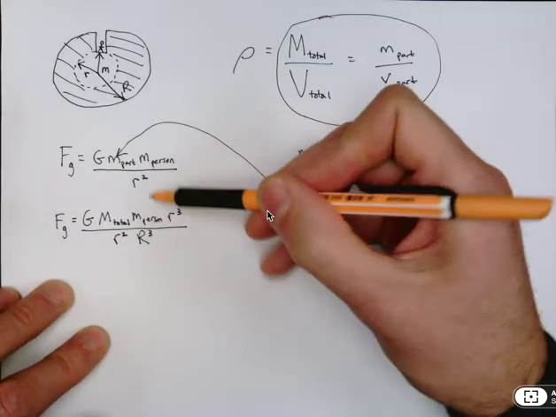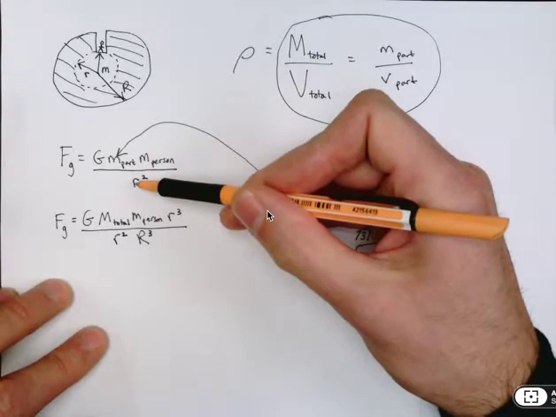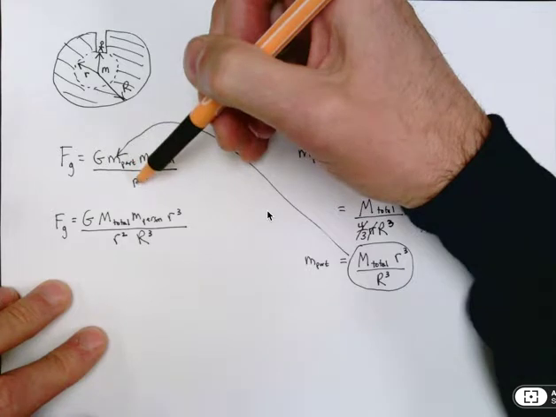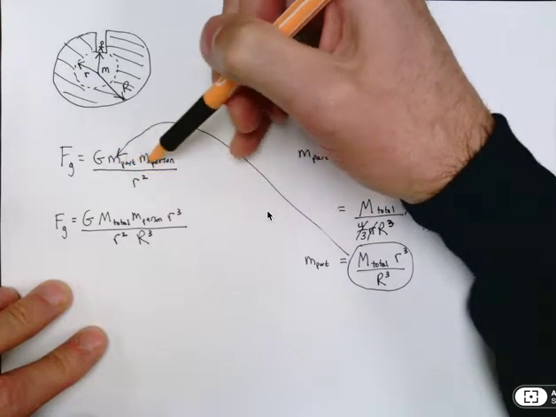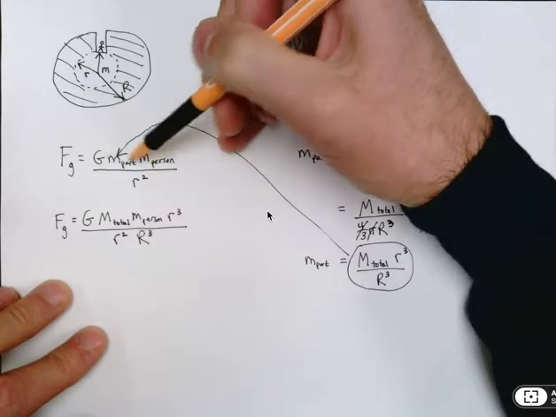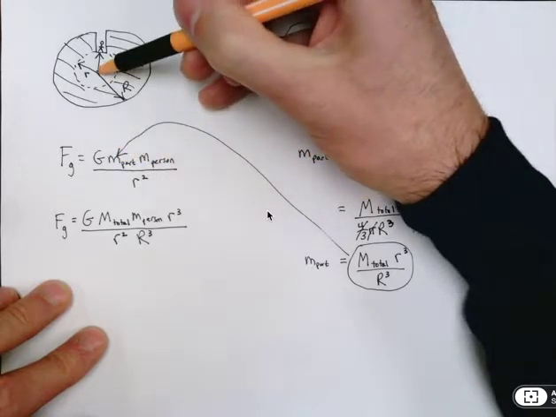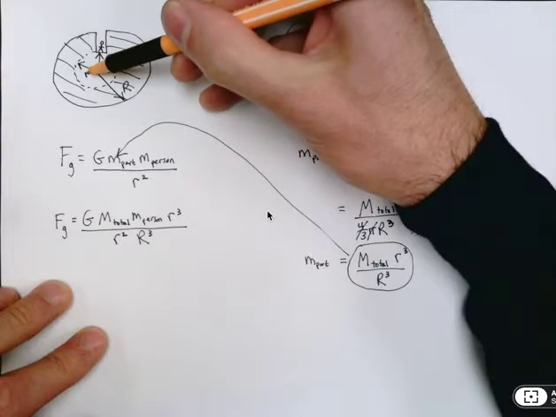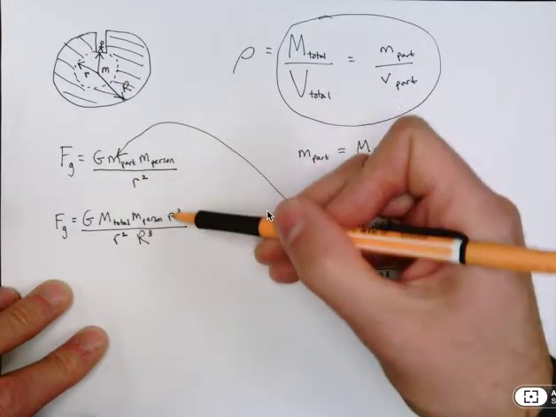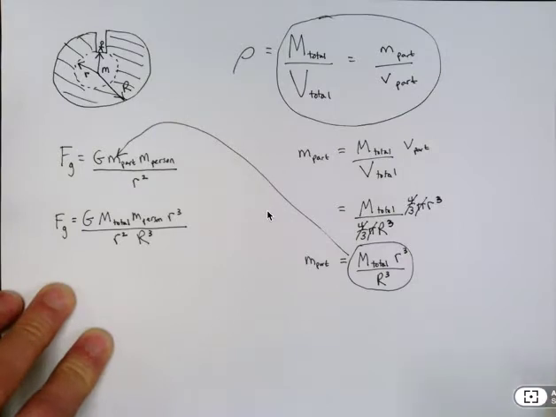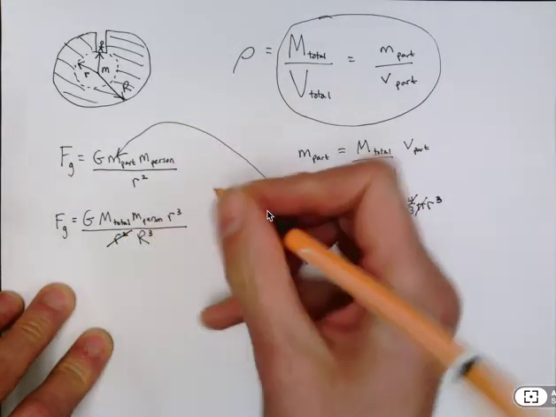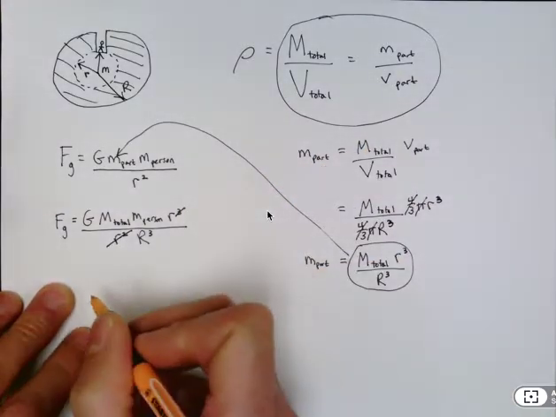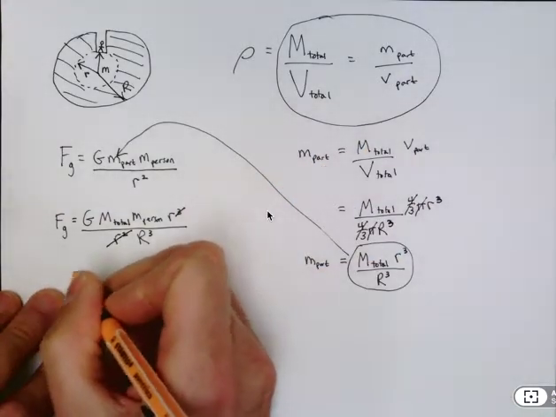And by the way, this little r squared in this expression is, in fact, the little r in our picture here. This is the distance between the centers of the two objects that you're trying to find the force between: the distance between the center of the Earth and the person, which definitely is little r. So this little r is the same as this little r right here. That means that r squared will cancel out the cube right here, and so we can simplify this expression a little bit.